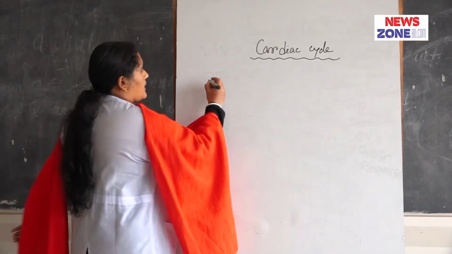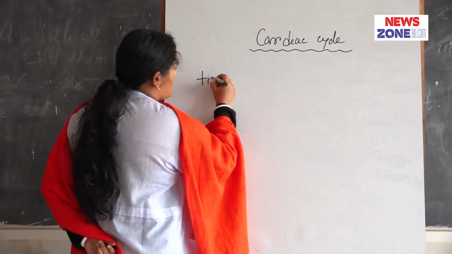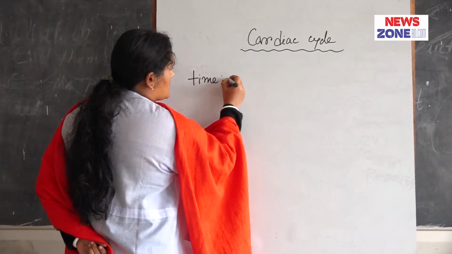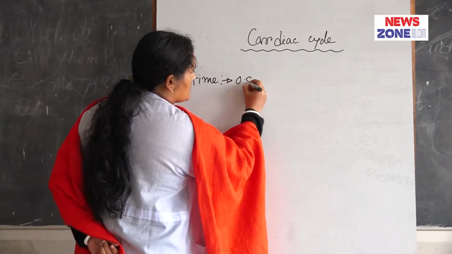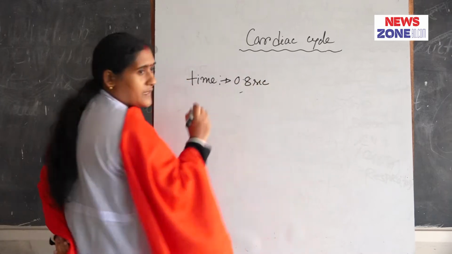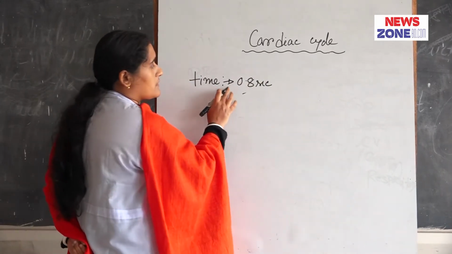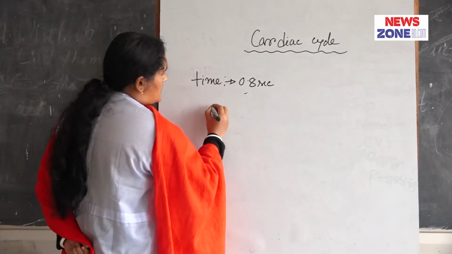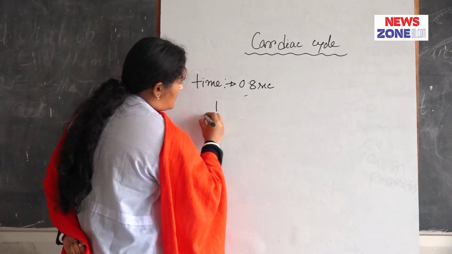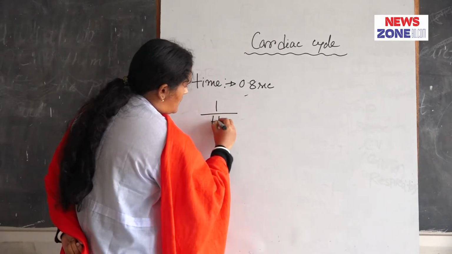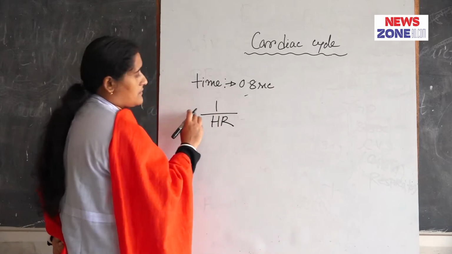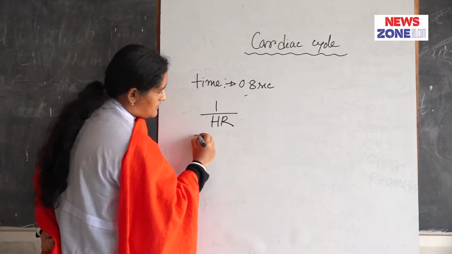Now I discuss cardiac cycle time. The duration of cardiac cycle time is 0.8 second. How do I calculate this cardiac cycle time? Cardiac cycle time is calculated by 1 by heart rate.